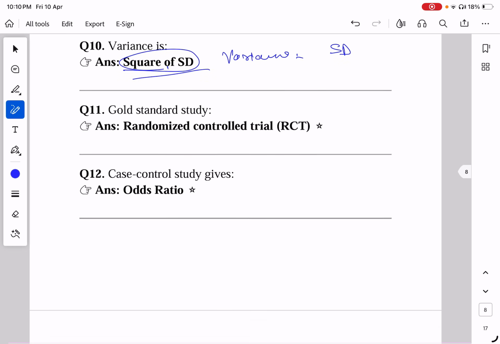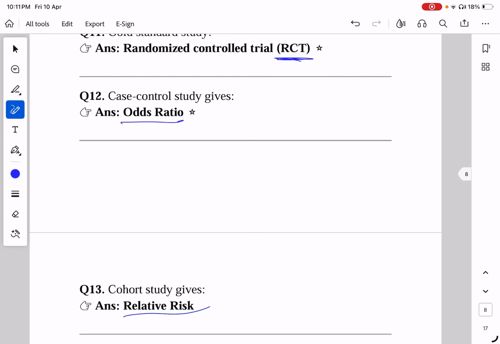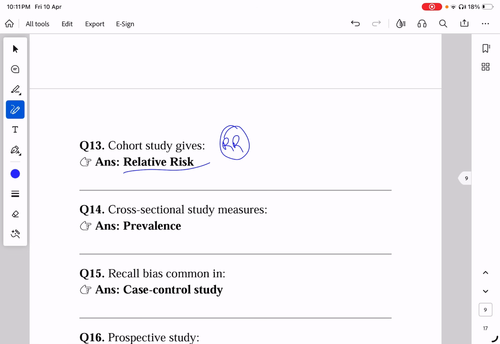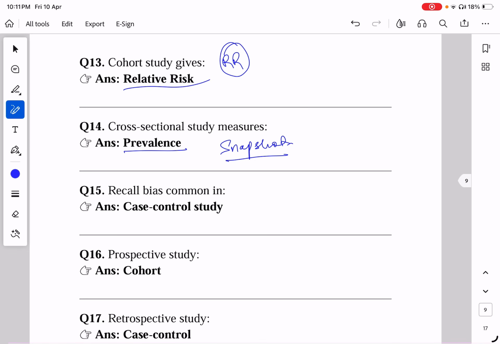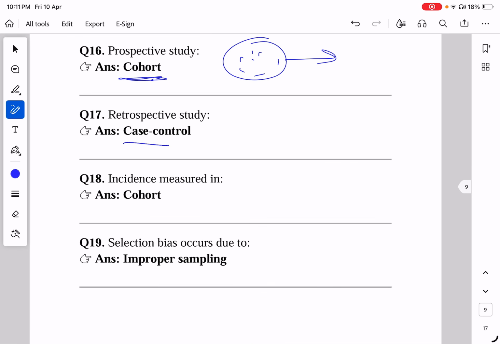Okay. Now, gold standard study: randomized control trial is the gold standard. Case control study gives odds ratio, and cohort studies give relative risk. This is important. Case control, odds ratio; cohort study gives relative risk. Now, cross-sectional study measures the prevalence at a particular point of time, a snapshot type of study. Recall bias is common in case control study as it is retrospective, so recalling is difficult and it sometimes gives error. In a prospective study, a cohort, that is a group of people, is taken, and then the study is conducted on them. So this is prospective. Retrospective is case control.